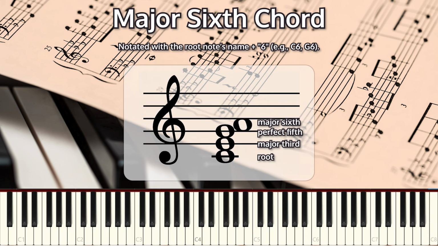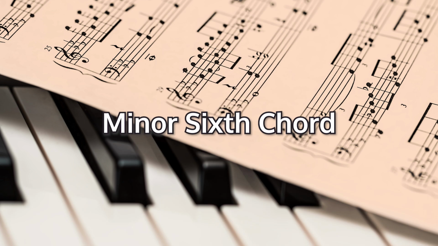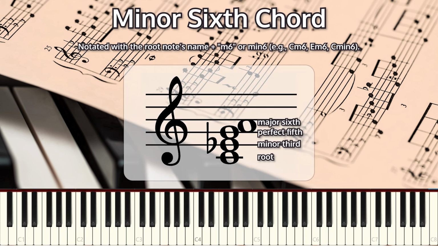The major sixth is a major triad with an added major sixth interval. It's notated with the root note's name followed by a 6. The minor sixth is a minor triad with an added major sixth interval. It's notated with the root note's name followed by M6 or min 6.